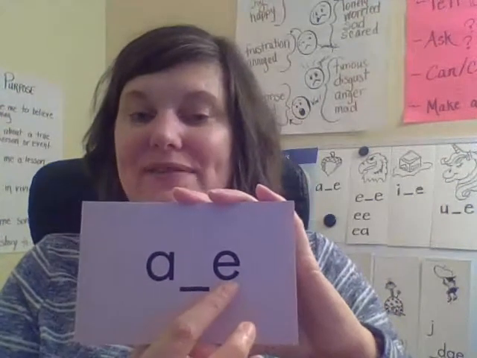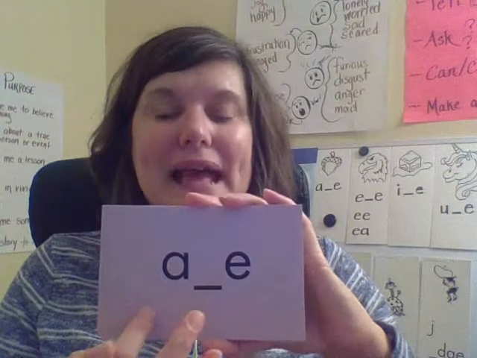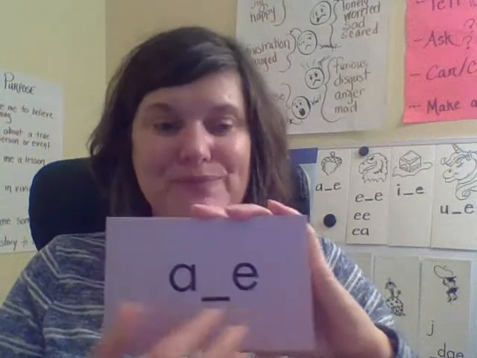All right, we have silent E syllable type again. This says A. Together, A. Your turn. Good job.